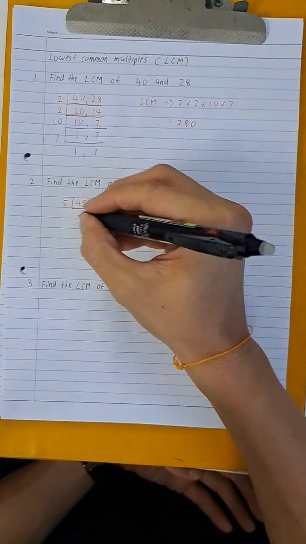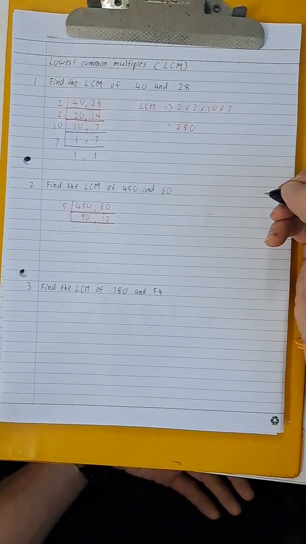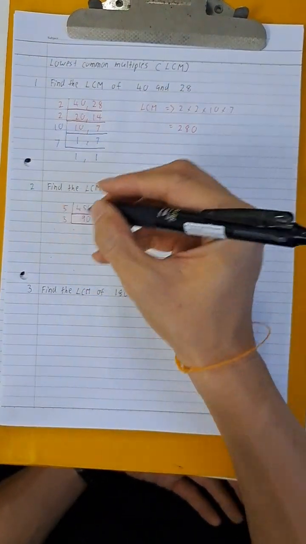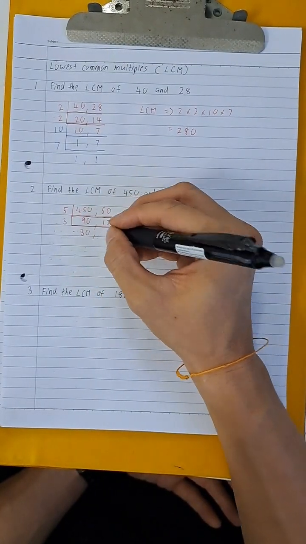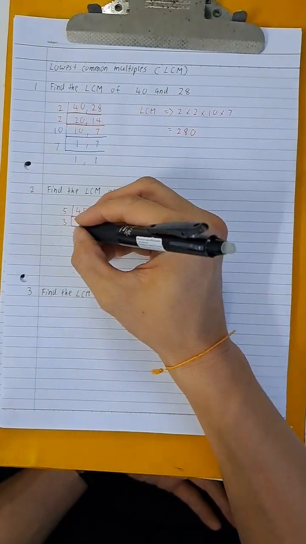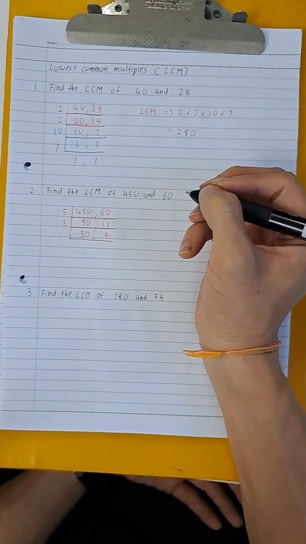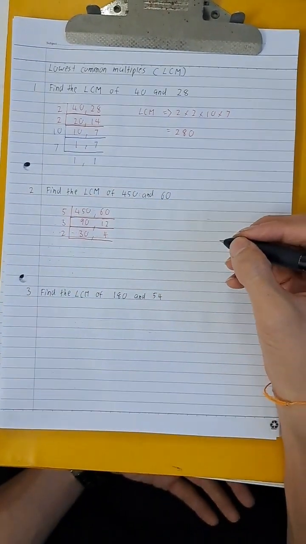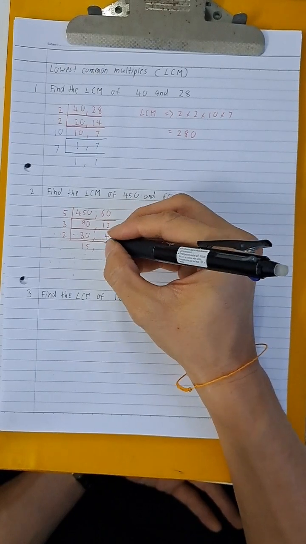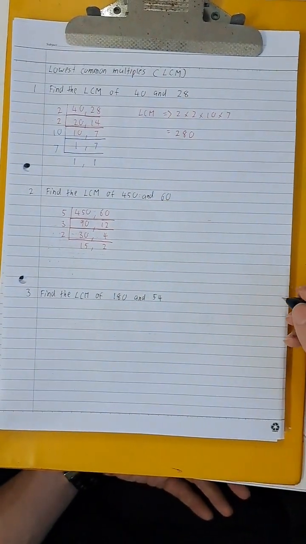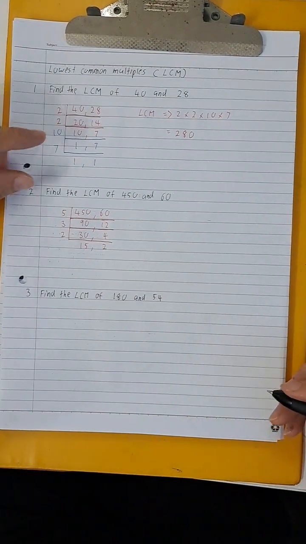Again, I will use another common factor to divide these two numbers. This time, I will use 3. So 90 divided by 3 gives me 30, and 12 divided by 3 gives me 4. Again, both of them are even, so I can use another common factor, which is 2. 30 divided by 2 gives me 15, and 4 divided by 2 gives me 2.